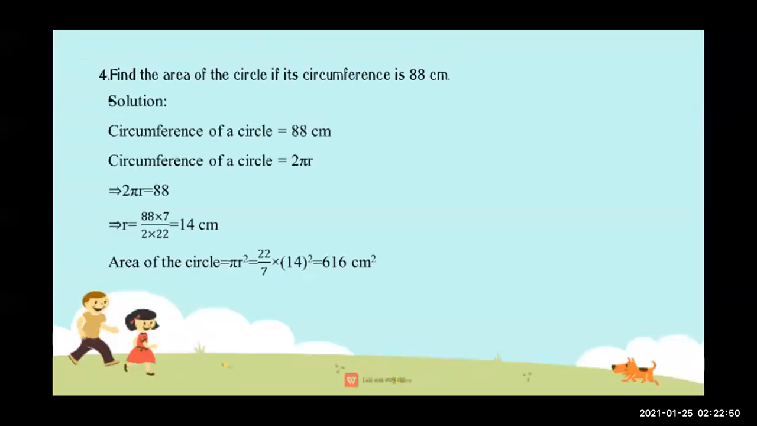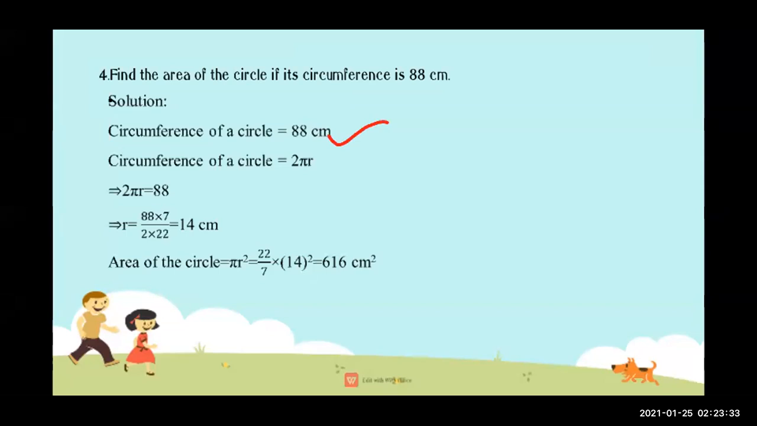Okay, now next question number 4. Find the area of a circle if its circumference is 88. Now here what do you have to find out? You have to find out the area of a circle if the circumference is 88. First we have to write what is given. Here the circumference of a circle is 88 centimeter.